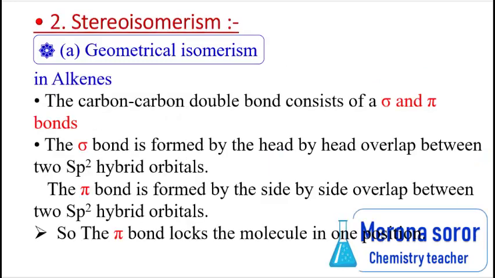In alkenes, recall that the carbon-carbon double bond consists of a sigma and a pi bond. The sigma bond is formed by the head-on overlap between 2 sp2 hybrid orbitals. The pi bond is formed by side-by-side overlap between 2 p orbitals. So the pi bond locks the molecule in one position.